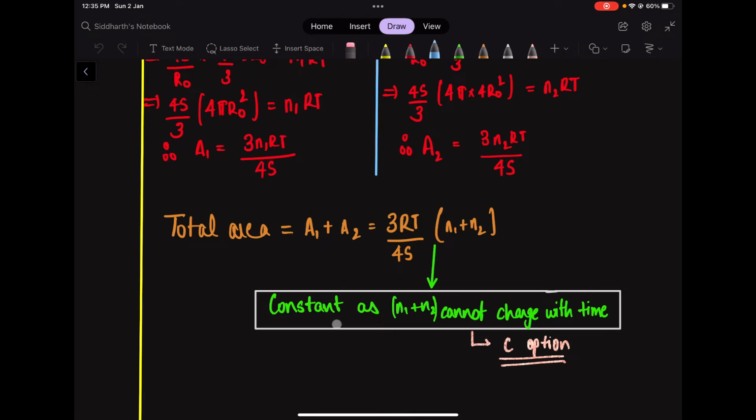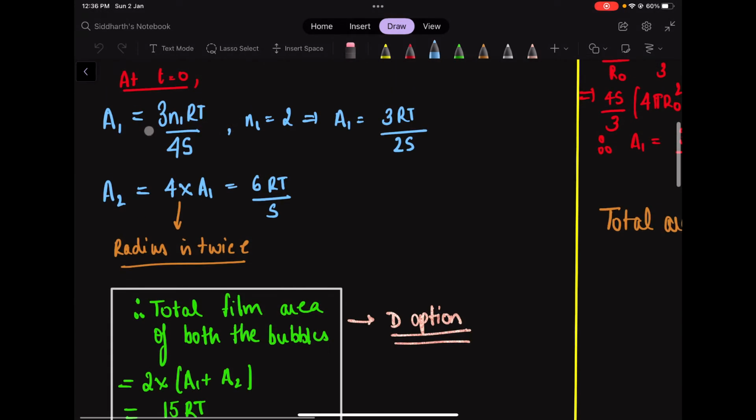Now N1 plus N2 is constant, as it cannot change with time, because N1 plus N2 is the total moles in both the bubbles, and that cannot change with time as the number of moles is conserved. So the total area is constant. So C option is correct. Now also at t equal to 0, A1 is 3N1RT by 4S and they have given N1 is 2. So A1 equals 3RT by 2S. And A2 is 4 times A1 because the radius is twice. So that is 6RT by S.